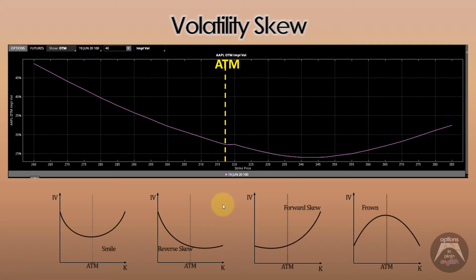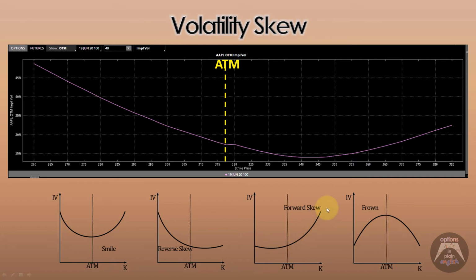And we have several different patterns that have already been identified by traders. For example, this one, where we have this very symmetrical shape, is called a smile. This one, which is what we have, is called a reverse skew. And this is what is usually present for equities, equity indices, equity ETFs, individual companies, etc.